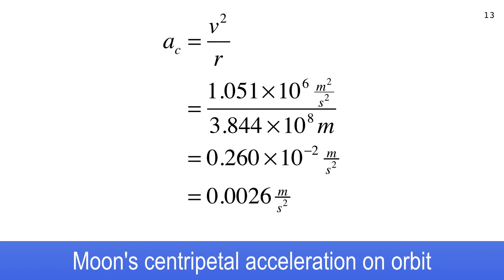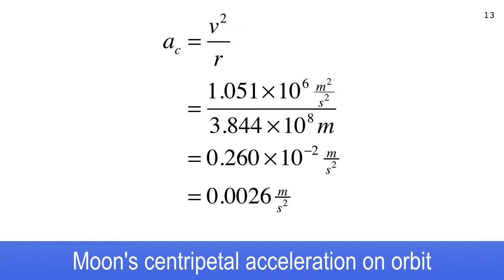So 1.051 and 3.844, divide those out longhand or on your calculator. And that's a number less than 1, so I'm going to have to adjust my scientific notation. Anyways, this is the answer, 0.260 times 10 to the minus 2, or 0.0026 meters per second squared. That is the centripetal acceleration under the rounding off that we have done for the moon on its orbit, and assuming that the moon's orbit is a perfect circle.